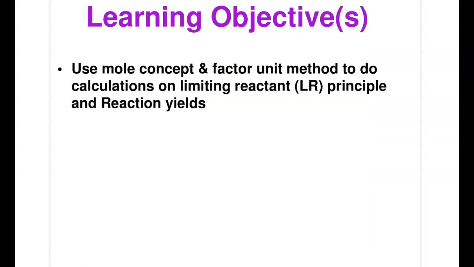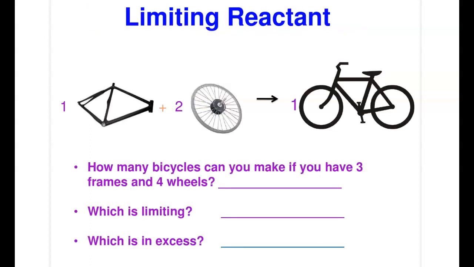Now, our learning objective here: just one learning objective will be addressed this time. We'll be using the mole concept and, of course, the factor unit method, just like we did with stoichiometry, to do calculations on the limiting reactant principle and the reaction yield. We're going to use it to do those two things. Now, let us take it off from there.